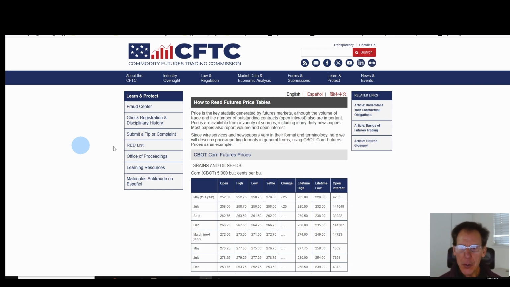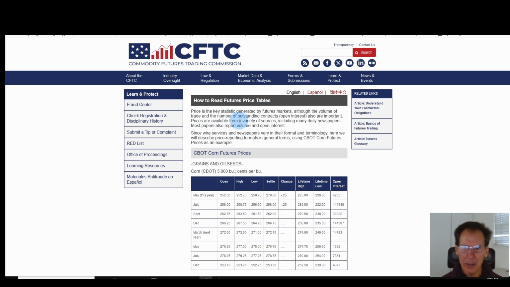Let's talk a little more about commodities: how to read futures price tables. We're going to use corn as an example, and price is the key statistic generated by futures markets, although the volume of trade and the number of outstanding contracts, open interest, also are important. Prices are available from a variety of sources, including many daily newspapers. Most papers also report volume and open interest.